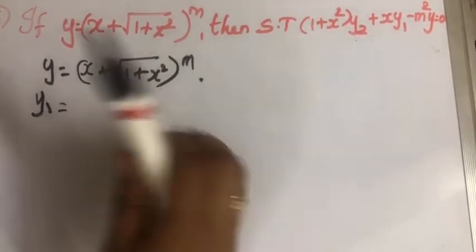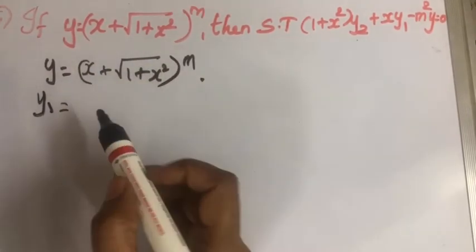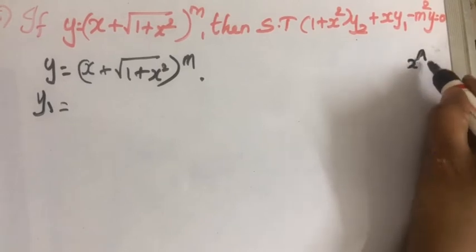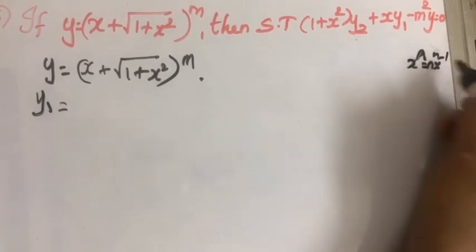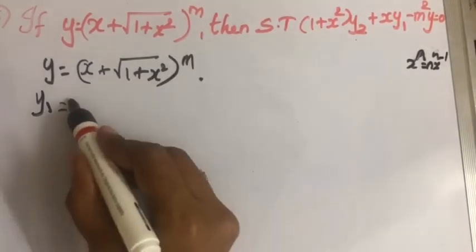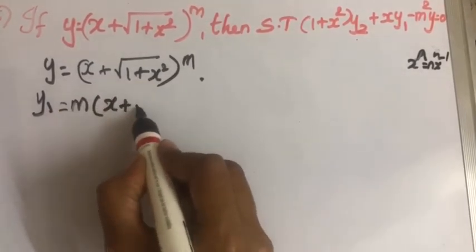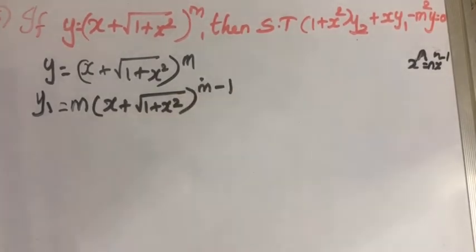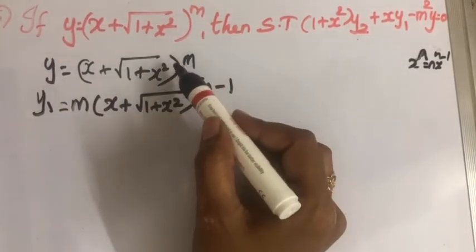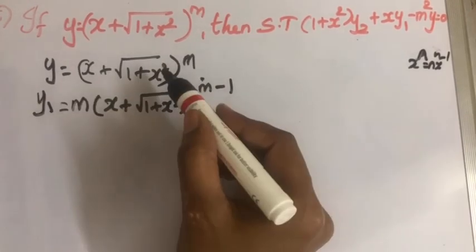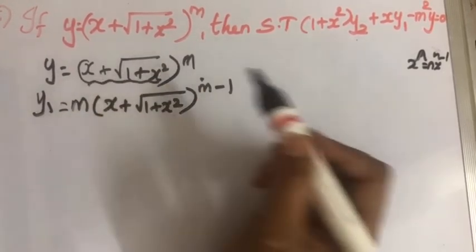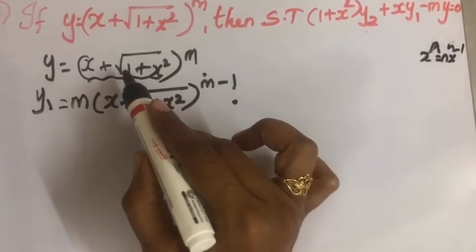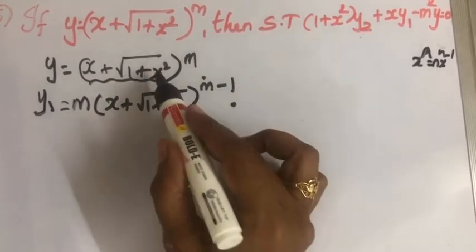What is y1? Something power m. While differentiating x power n, the differentiation is n x power n minus 1, isn't it? So similarly, m into x plus square root of 1 plus x square, the whole power m minus 1, is the differentiation for this expression. Now we need to differentiate the inner function also, that is x plus square root of 1 plus x square.